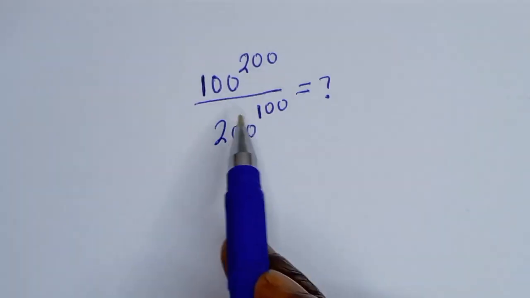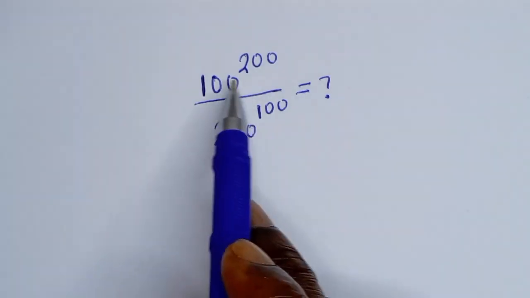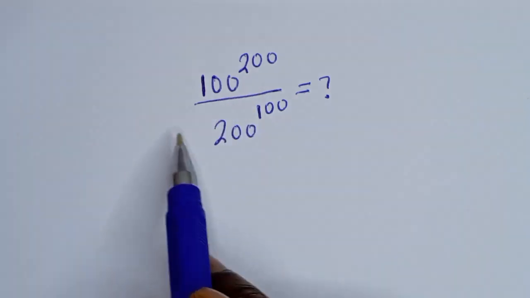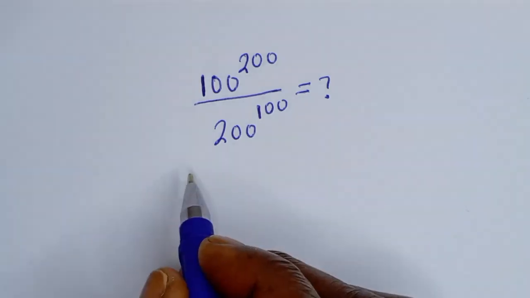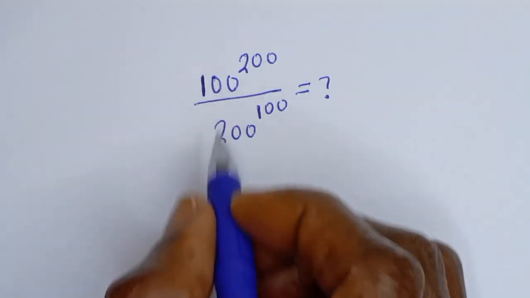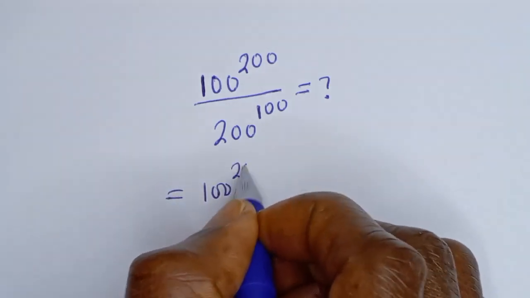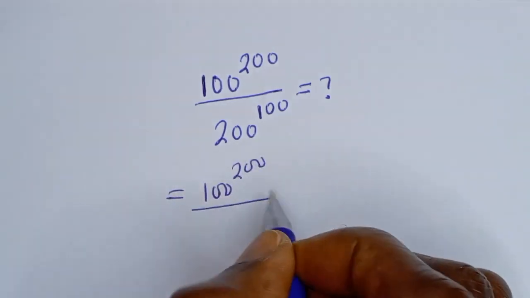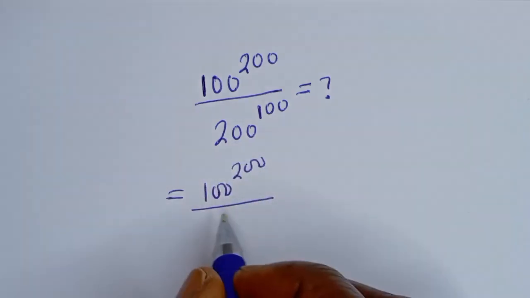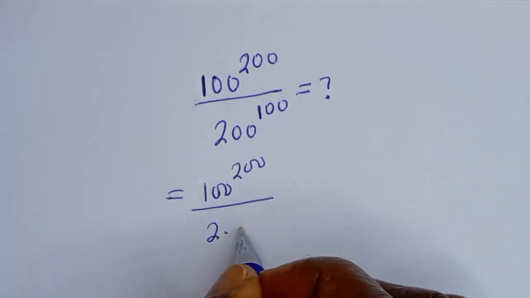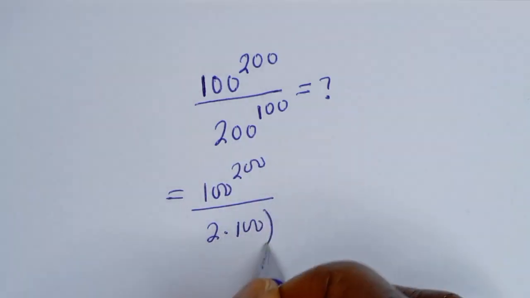Hello, how to simplify this nice math problem: 100 to the power of 200 divided by 200 to the power of 100. Then this is 100 to the power of 200 divided by 200 to the power of 100, which can be written as 2 multiplied by 100 to the power of 100.